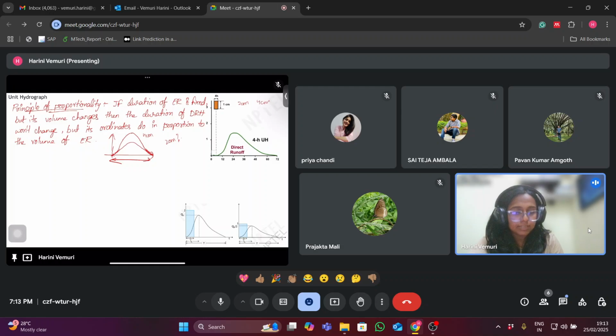Okay. Each ordinate of this 4 centimeter DRH will be divided by 2 because it's 4 by 2. From 4 centimeter, we are trying to get the 2 centimeter DRH. Right. So what we will do is 4 by 2, that is 2. We will divide all the ordinates of the 4 centimeter DRH by 2 to get the 2 centimeter DRH. So that is what the principle of proportionality means. So now we'll talk about one more, the principle of superposition.